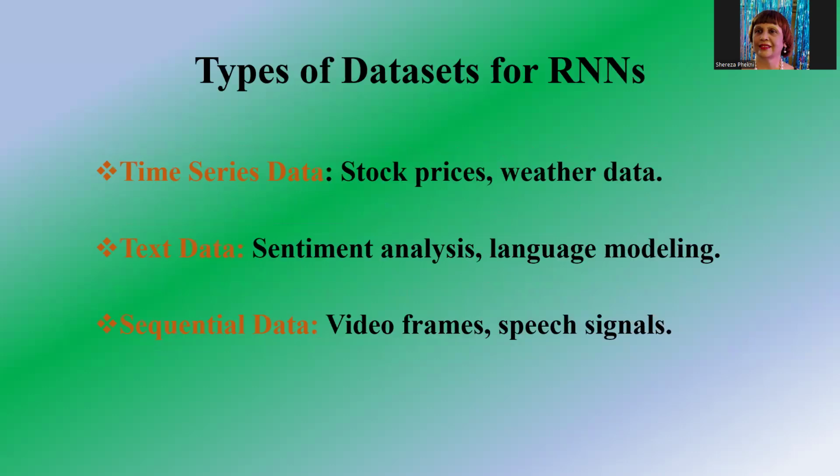The types of data in RNNs are time series, which is indexed by time, such as stock prices, weather data, or sensor readings. Text data, for sentences or sequences of words, useful in tasks like language modeling, sentiment analysis, or translation, and sequential event data, like clickstream data, medical records, or any data where events happen in a specific order.